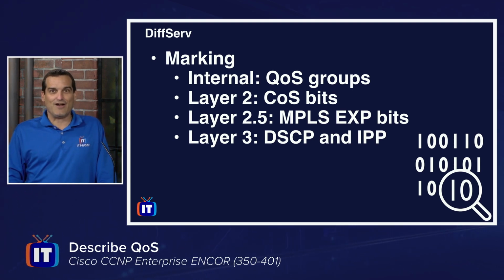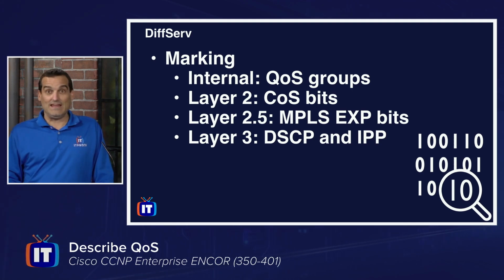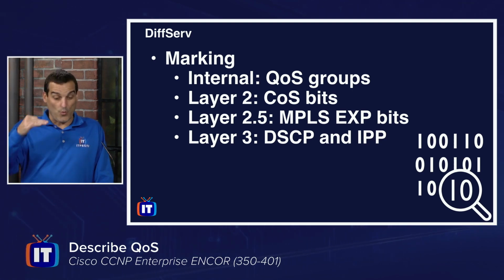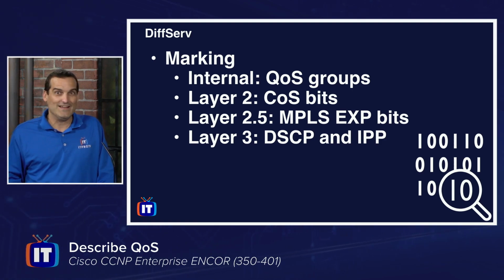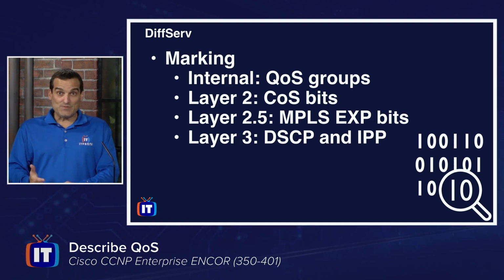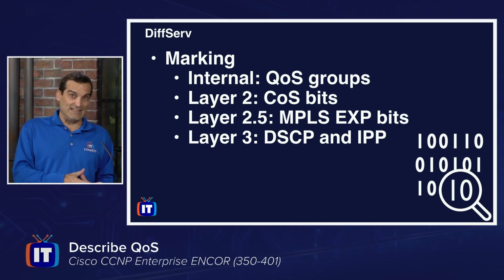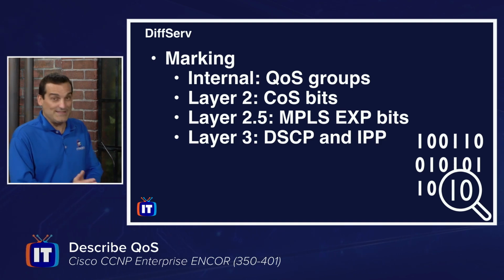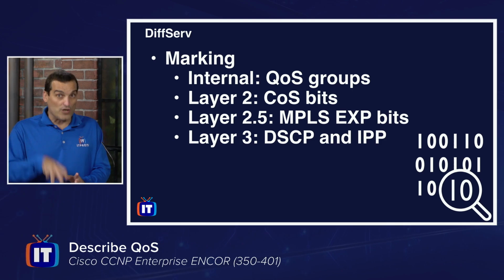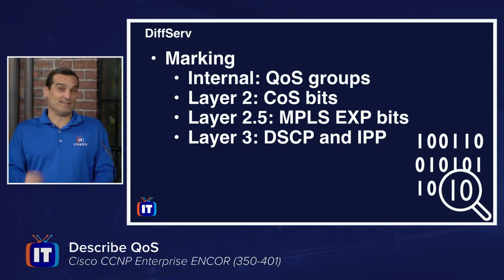And look at this on screen here. The great news is we can mark at the physical or internal level with QoS groups. So we have QoS groups, we have class of service at layer 2, we have the MPLS experimental bits at layer 2.5, and then we have IP precedence or DSCP at layer 3. What this means is it doesn't matter what layer of the OSI model you're working at, you have the ability to mark traffic to signify what classification it has.